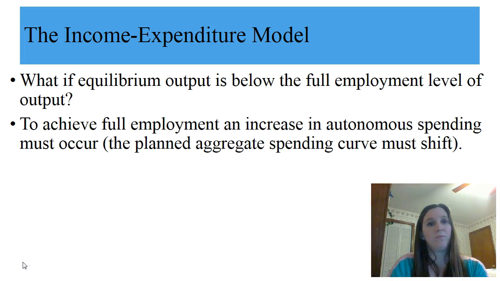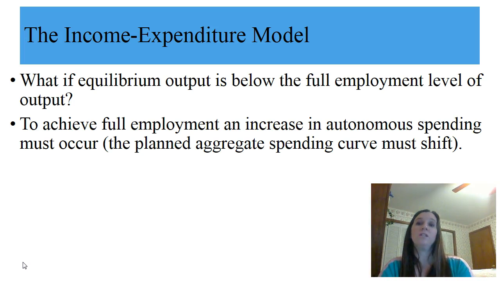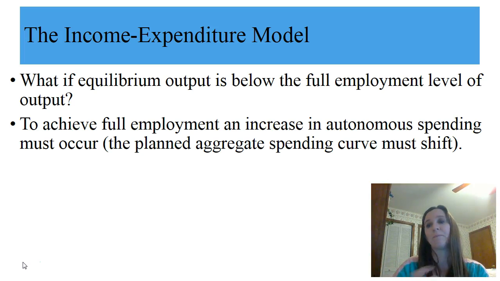Okay, so what if this equilibrium output is below the full employment? This is a slide that's going to visually talk you through what happens to our equilibrium, to our output, if it's below the full level of employment. So to achieve this full level of employment, what we're going to do, hopefully, is increase autonomous spending. Okay, so that's going to be a shift in the A, right? A shift in the A, allowing us to move our aggregate expenditure line upwards.